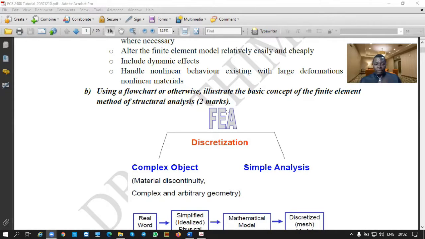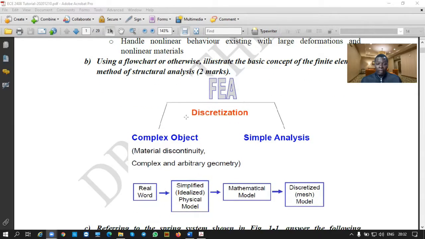By discretizing. Either way, you can follow the top approach, or you can explain briefly, from the real world, you simplify to the physical model, then we have the mathematical model, then we discretize the mesh. So you can have one here and then another one here. If you incorporate some terminology from here, and then mention the modeling part, for the mathematical model you don't have to write both of them. Okay, so that's that.